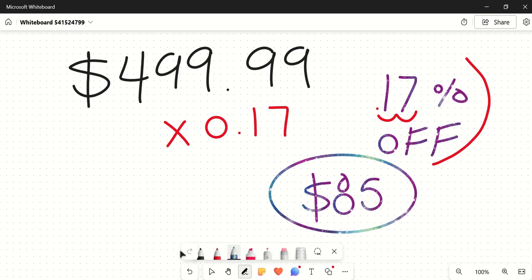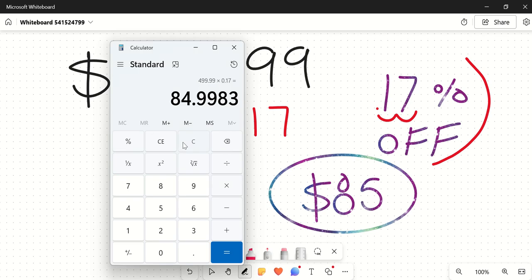So remember, my original price was, and make sure we enter all of it, $499.99. You have to enter the whole thing. And we are going to subtract the $85 that we saved on it. That gives me, ladies and gentlemen.